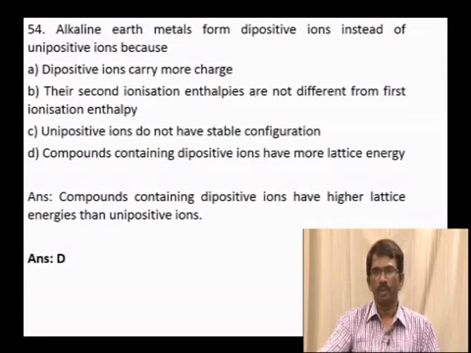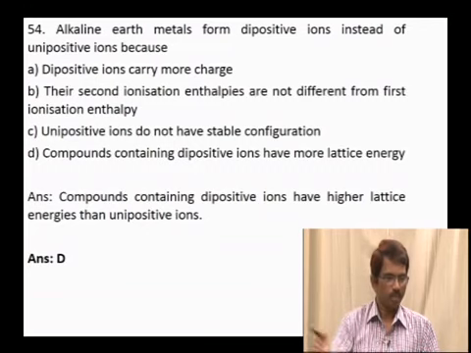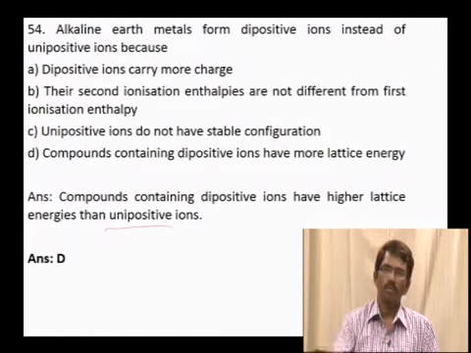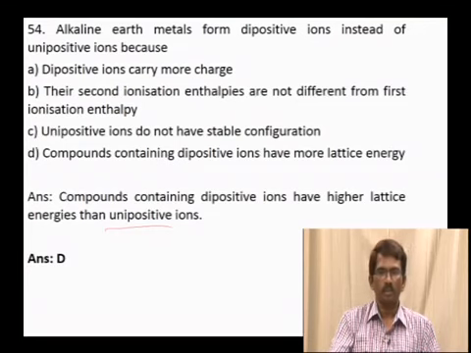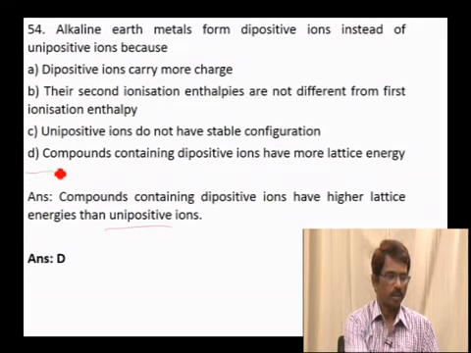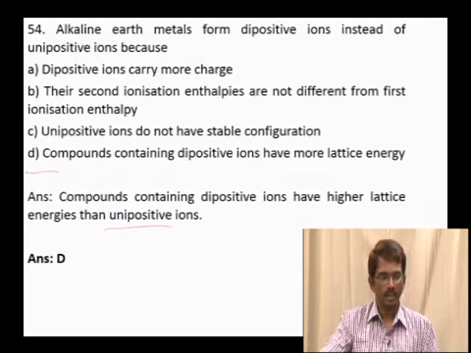lattice energy. And we know the lattice energy is directly proportional to the charge on the ion and inversely proportional to size. Therefore, the alkaline earth metals form di-positive ions because of the higher lattice energies compared to unipositive ions. Alkaline earth metals will have 2 plus charge and therefore they form di-positive ions, and hence the correct option is option D, that is the compounds containing di-positive ions will have more lattice energy.